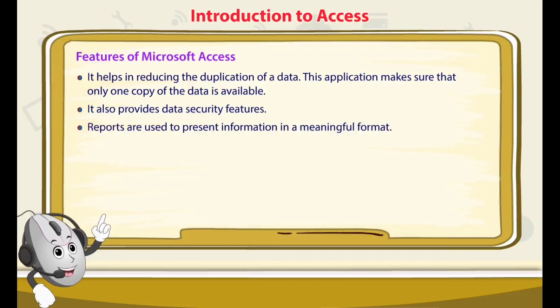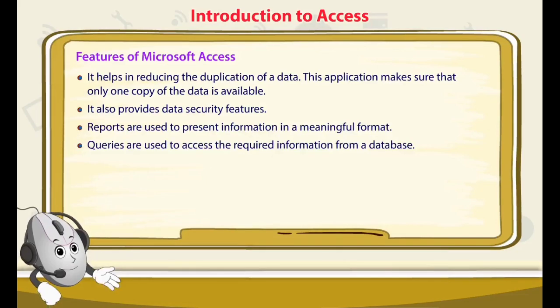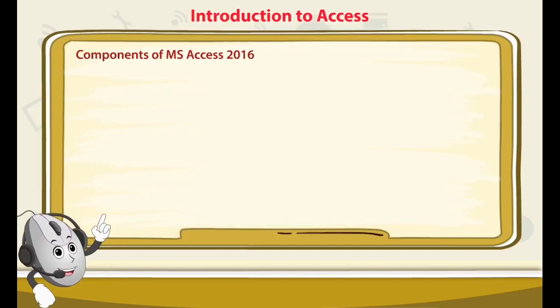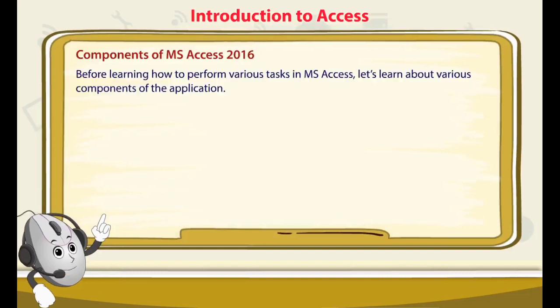Reports are used to present information in a meaningful format. Queries are used to access the required information from a database. Components of MS Access 2016. Before learning how to perform various tasks in MS Access, let's learn about various components of the application.